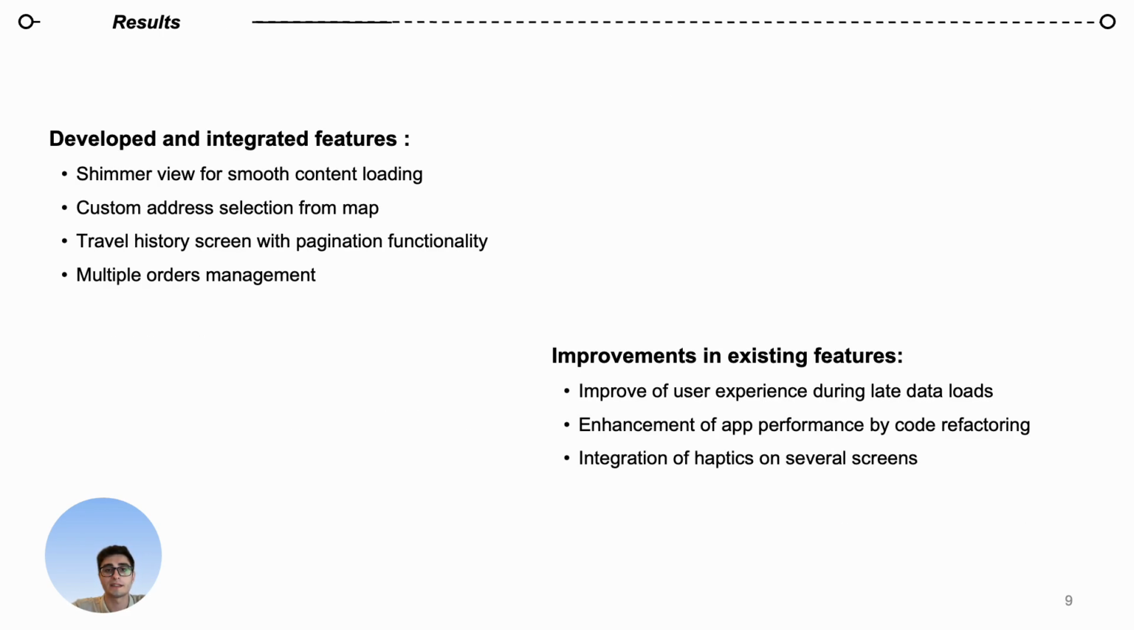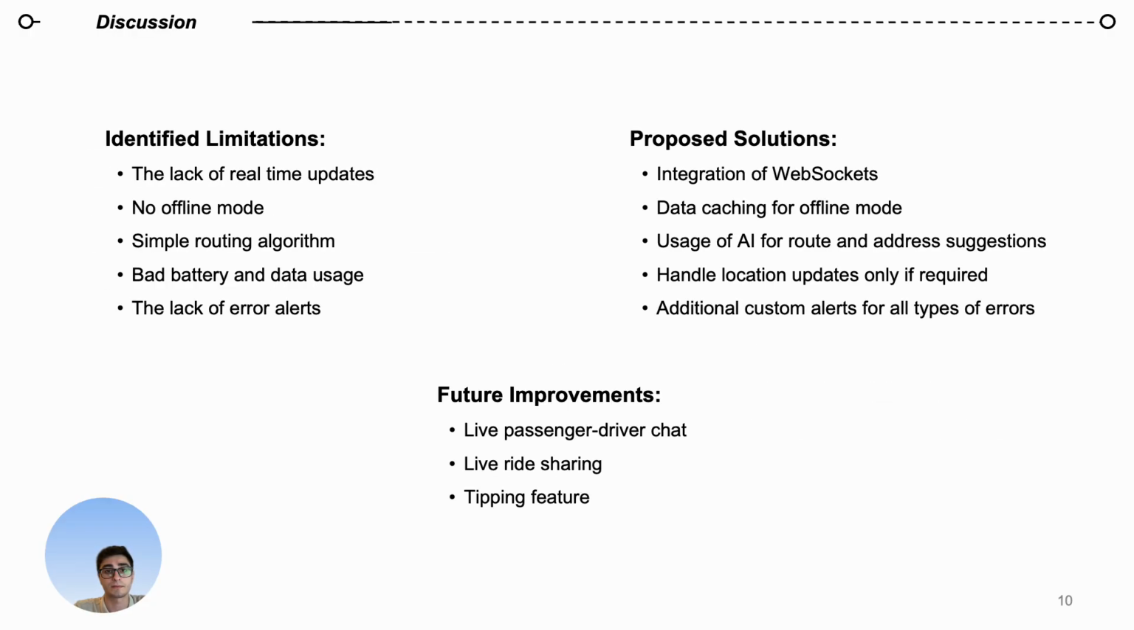This slide summarized the main results of my work. All features I developed, from shimmer loading and address refinement to travel history and multiple order management, were successfully implemented. This improvement significantly increased performance, user satisfaction, and app reliability. By addressing typical issues in location-based apps such as poor loading feedback or rigid order flows, I delivered a smoother and more flexible user experience.